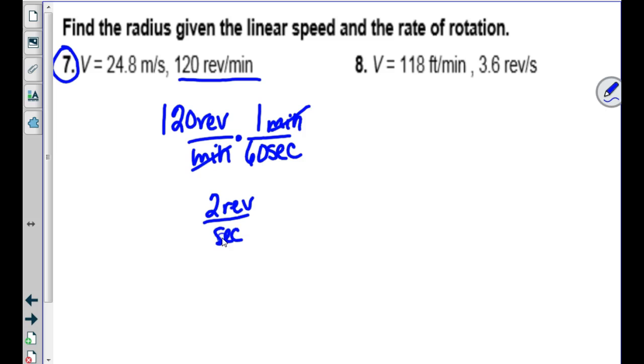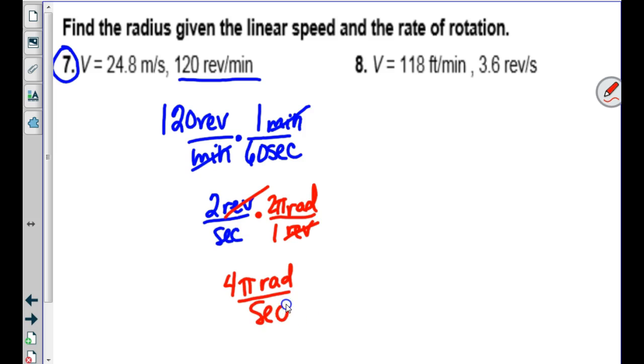What did I say about revolutions? Useless in all these formulas, right? So we need to change this to radians, and we need revolutions to go away. What do you know about revolutions and radians? Okay. 2 pi radians is 1 revolution. Everybody good with that fact? Okay. Revolutions cancel. We end up with 4 pi radians per second.